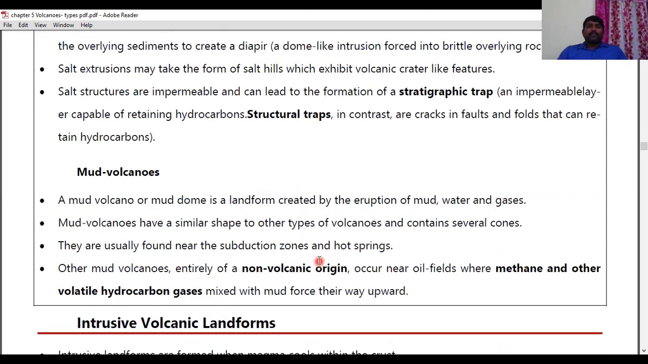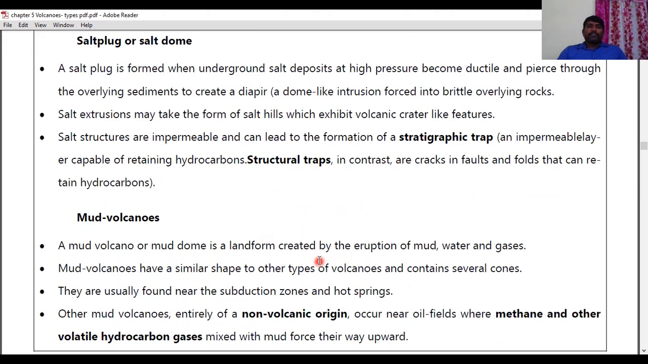And mud volcanoes. A mud volcano or a mud dome is a landform created by the eruption of mud, water, and gases from the earth's crust. Mud volcanoes have a similar shape to other types of volcanoes and contain several cones.